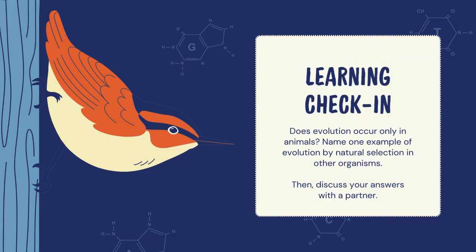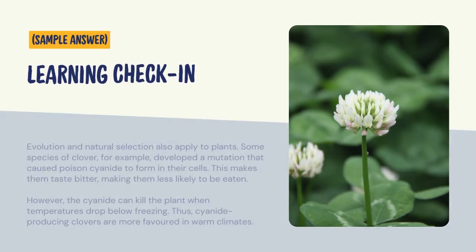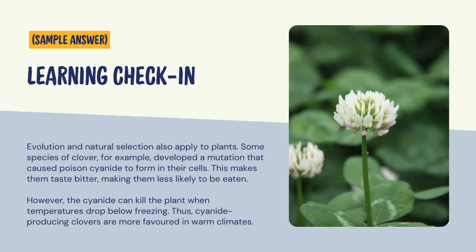Here is a sample answer. Evolution and natural selection also apply to plants. Some species of clover, for example, developed a mutation that caused poison cyanide to form in their cells. This makes them taste bitter, making them less likely to be eaten. However, the cyanide can kill the plant when temperatures drop below freezing. Thus, cyanide-producing clovers are more favored in warm climates.